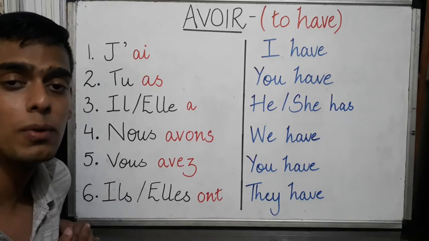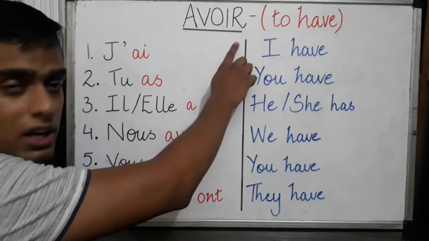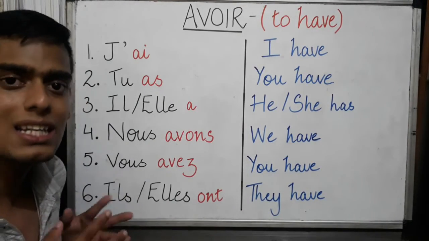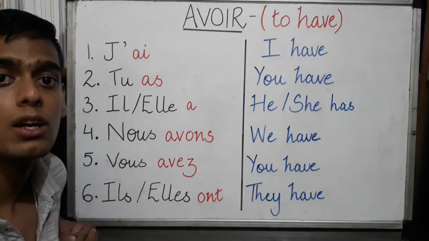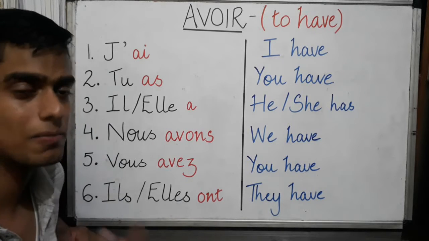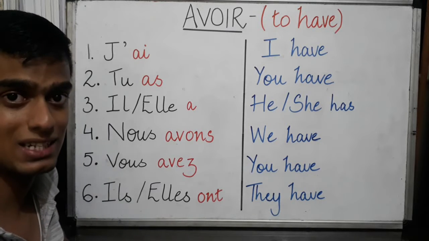Today we will talk about one of the important verbs in French, that is avoir, which means to have. It is an auxiliary verb and it is going to help you conjugate in past tense. So today we will conjugate this verb in present tense.